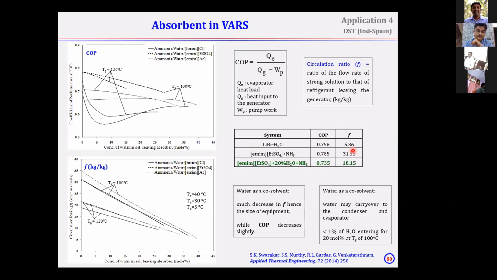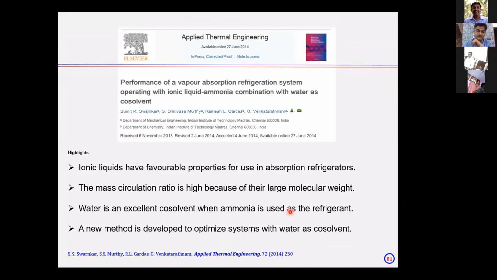But when we use water as a co-solvent, the coefficient of performance is still comparable, and the circulation ratio is significantly reduced, becoming half. So these are the first results to show that ionic liquid in refrigeration systems can be used with water or other solvents as a co-solvent. We couldn't go beyond 20% because beyond 20, the water is carried over into the condenser and evaporator, and may damage them. These results were successfully published in Applied Thermal Engineering, and it opened up the avenue of using ionic liquids, especially in the vapor absorption refrigeration field, as an operating fluid.